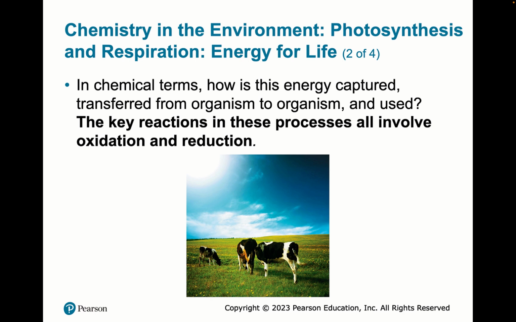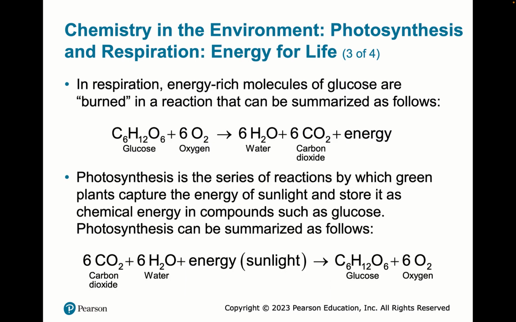So we need the sugars that the plants make. We also need the oxygen that they produce. So we are very reliant on plant life. So in the human body, we burn glucose in our mitochondria to form 6 water, 6 carbon dioxide plus energy, and typically this energy is then used to generate adenosine triphosphate, ATP.